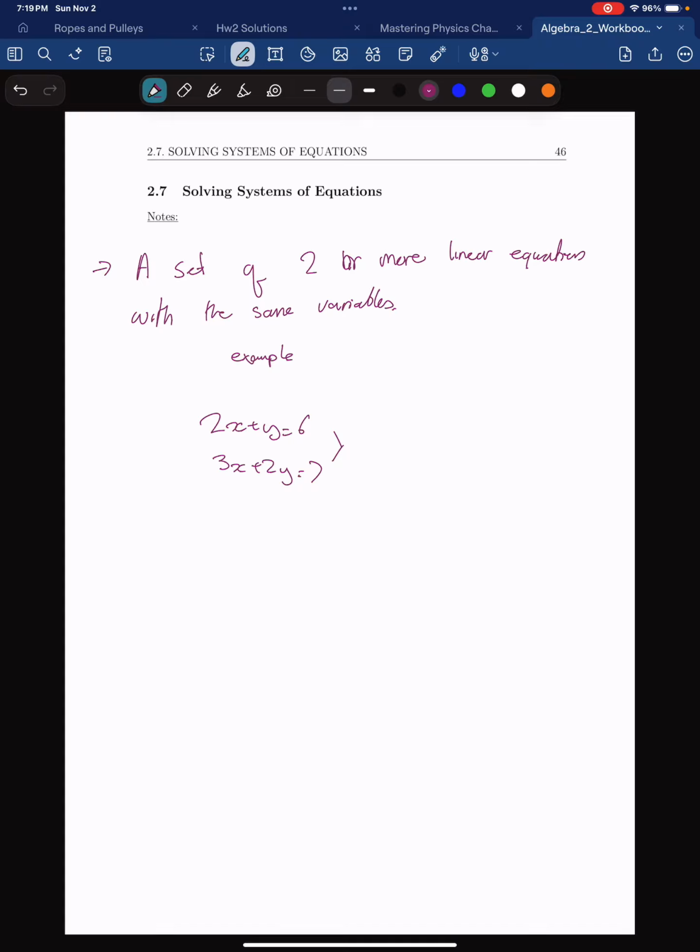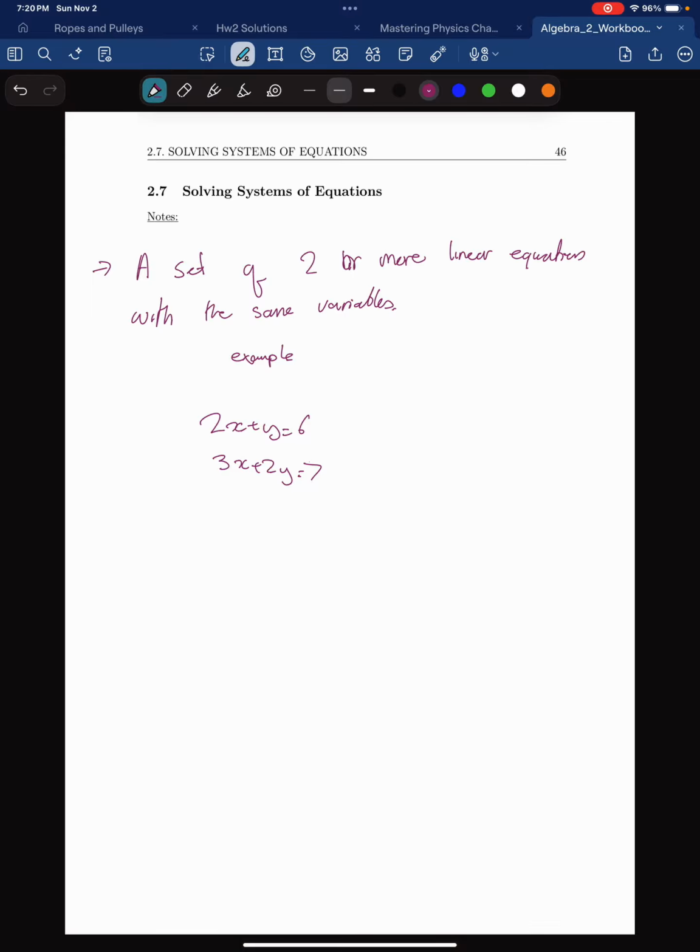Sometimes you may see a 3x plus 2y. This is still fine. You can still solve that. So no worries. But yeah, this is a good example of a linear equation. So what's the objective of a system of linear equations?